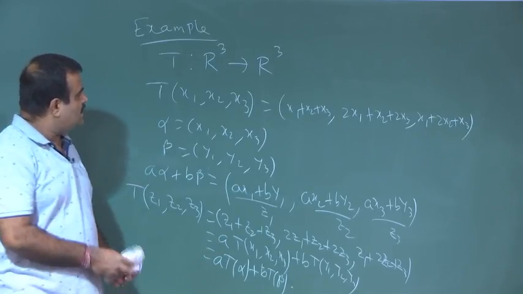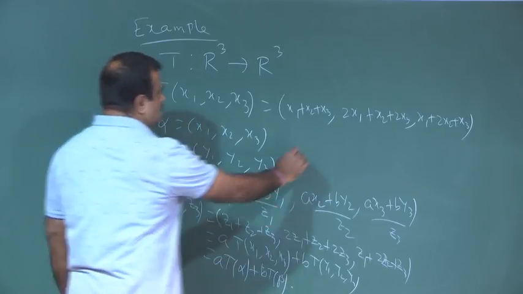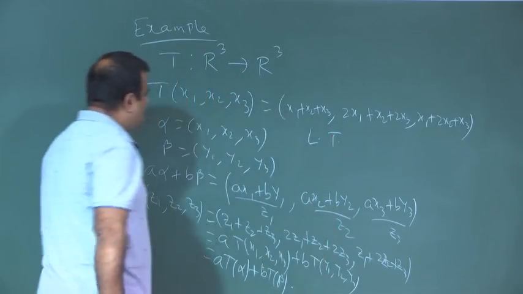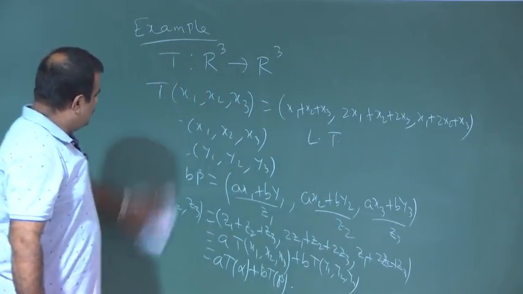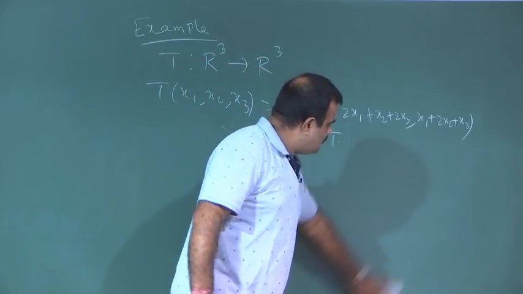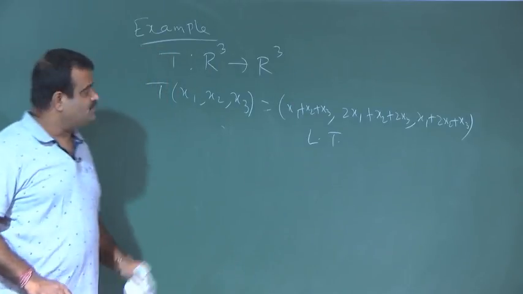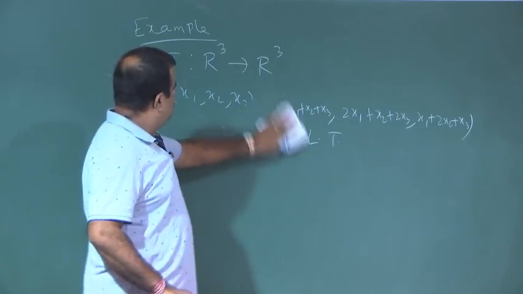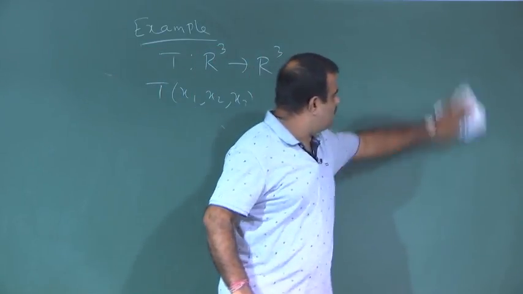So, this is basically a linear transformation from R^3 to R^3. Now we will take an example where the transformation or mapping is not linear, say for R^3 to R^3.